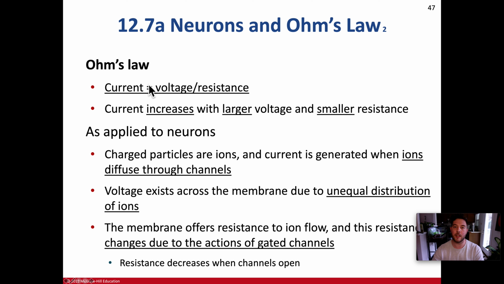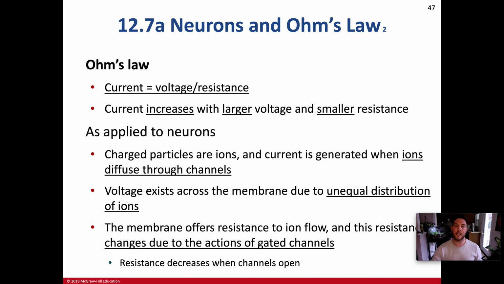That means that current and voltage are directly related, while current and resistance are indirectly related. So the larger the current that you have, the larger the voltage will be. And the larger your resistance, the smaller your current. The more resistance you have to flow, the slower things will flow across, the lower your current is going to be.